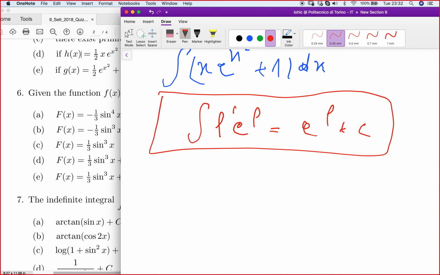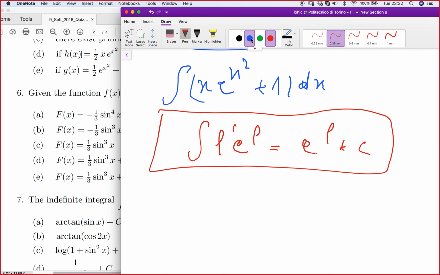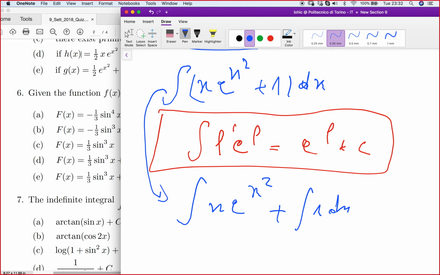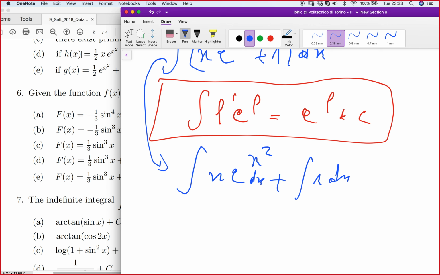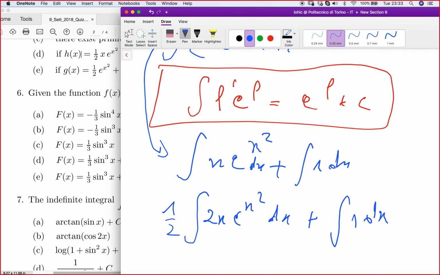These are formulas that you should know. So turning back, this integral splits into the integral of x multiplied by exponential of x squared plus the integral of 1 in dx, right? Let me put the dx here. Questions? Now I can write it like 1/2 integral of x exponential of x squared in dx plus integral of 1 in dx.